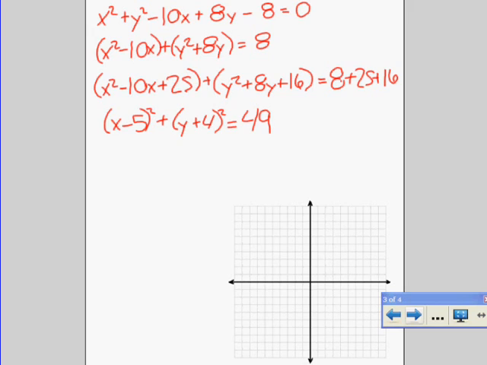Don't forget to always change the signs of h and k values to the opposite sign when you are graphing the center. So the center would be positive 5, negative 4. And for the radius, take the square root of the r squared term, 49, which equals 7.